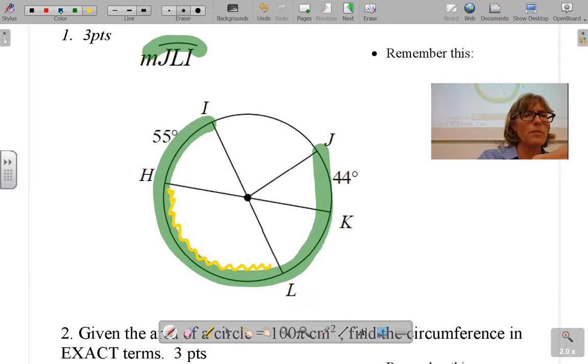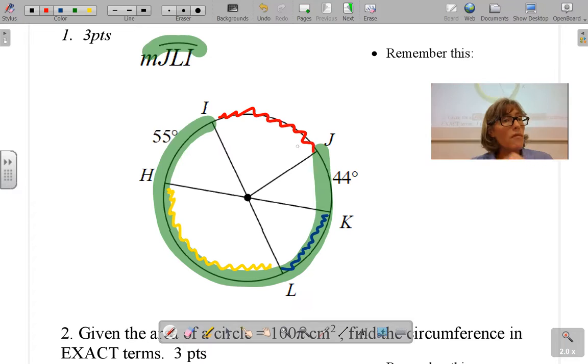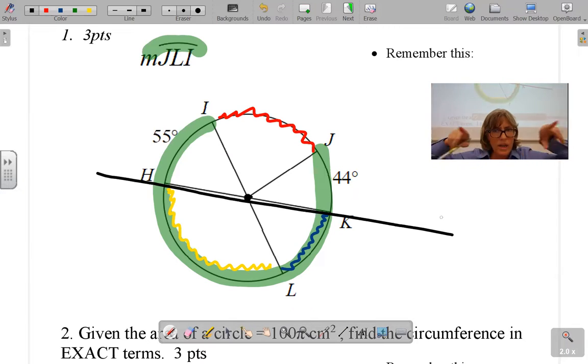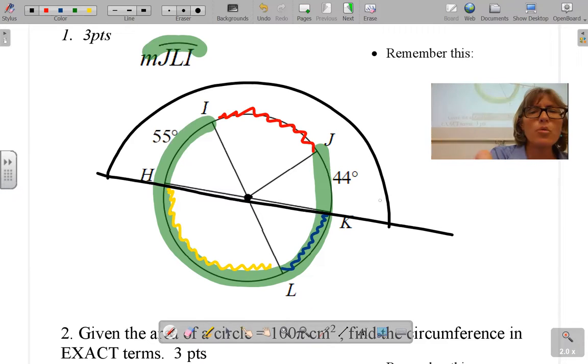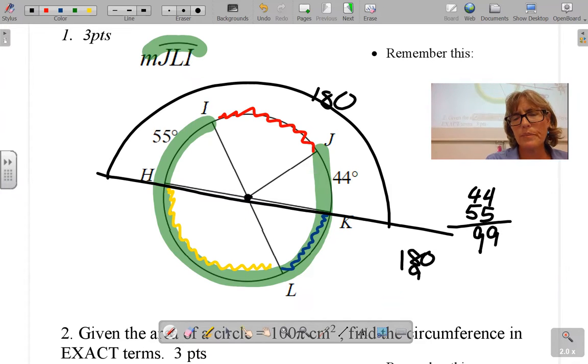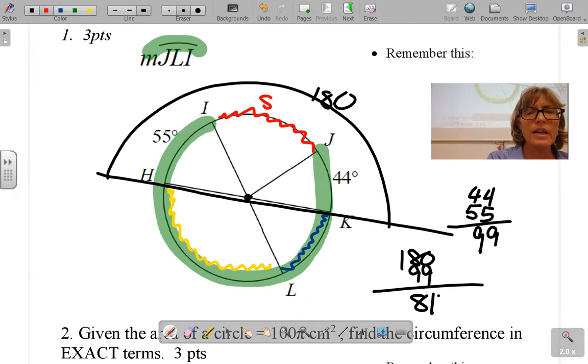And we're also missing something here, and we're also missing something here. So start with what you have. We do have a diameter. Remember diameter, trace, stretch it out, sweep the 180. That's 180. So I'm going to do 180 minus 99, and I get 81. So this arc here is 81.